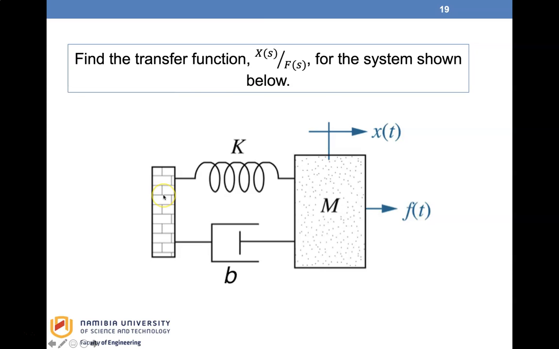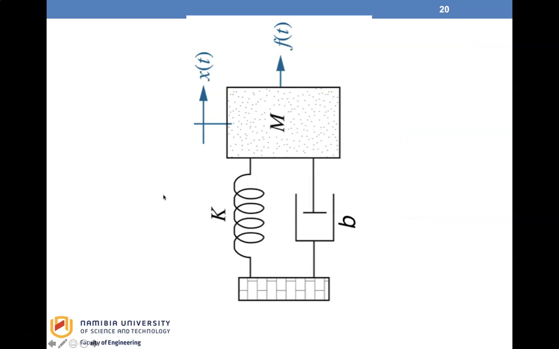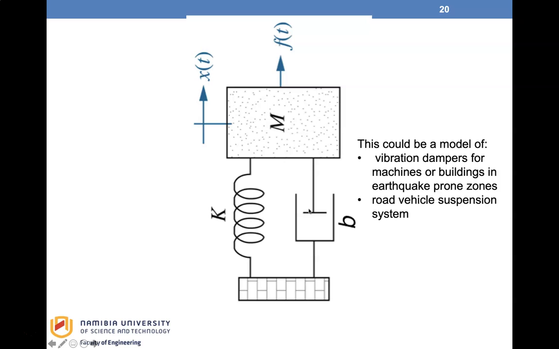So this is fixed. If you put it right side up this way, this can represent a vibration damper for buildings in earthquake-prone areas, so that when there is shaking, these dampers and springs will absorb the vibration and the building will just swing but not collapse. We can also use this for machine foundations, so that when the machines operate and vibrate, the vibration absorbers absorb the vibration so that it is not transmitted to the foundation of the building.